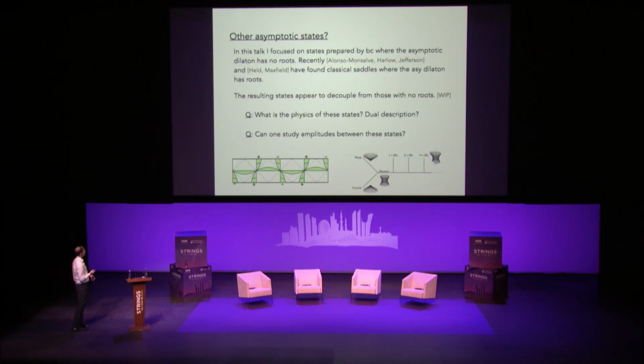Lastly, I had a footnote earlier talking about other states that can be prepared by the path integral. So recently, Dan Harlow and friends, and then also Jesse Held and Henry Maxfield, wrote a couple of papers this fall in which they identified new classical saddles of de Sitter JT, but where the asymptotic dilaton, this is the last slide, has roots, where it oscillates. And these are just not considered at all in the analysis that I described. And I think that the physics of these boundary conditions is a nice avenue for exploration.